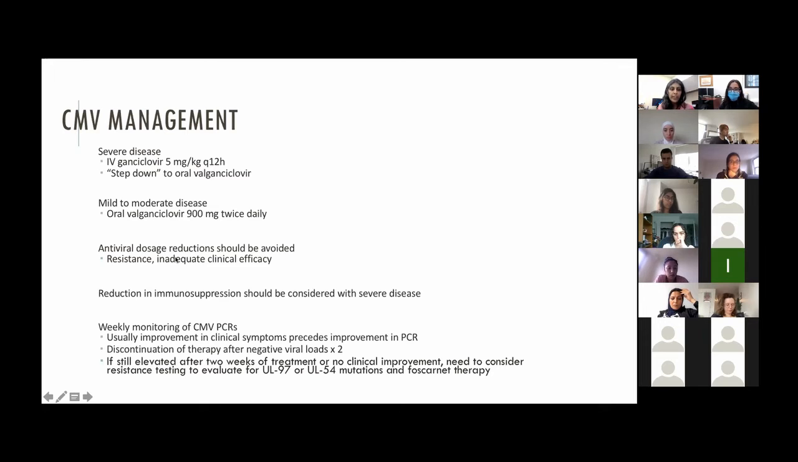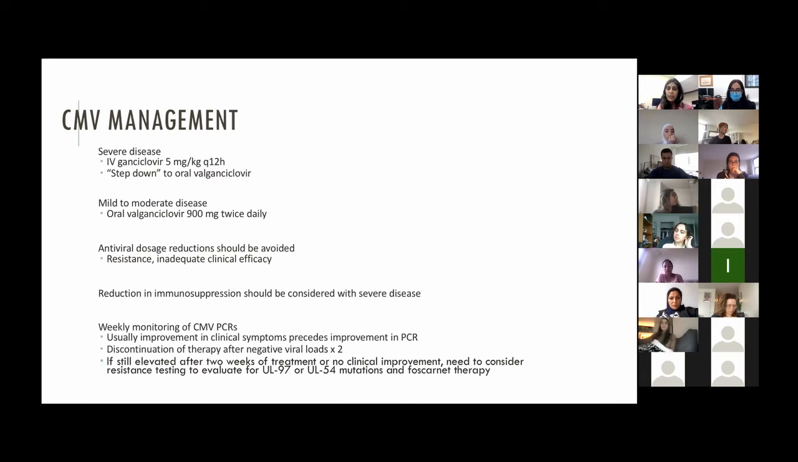We try to avoid dose reducing just to prevent leukopenia, for example, because that'll set up patients for resistance and inadequate clinical efficacy. If a patient does present with severe disease, like in this patient, oftentimes we'll work with the transplant team to reduce the immunosuppression as well. That often means halving or holding the CellCept in particular. And then we monitor the CMV PCRs and look for improvement.